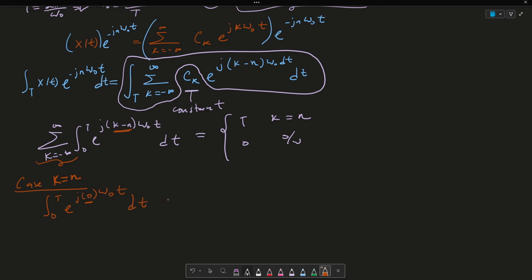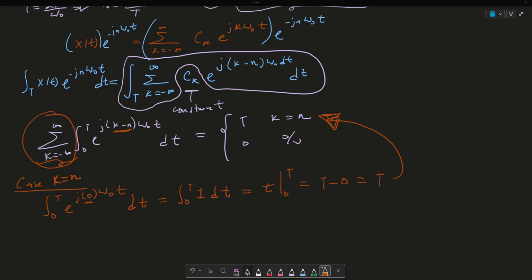dt, so this is equal to the integral from 0 to T of 1 dt, which is simply equal to t integrated from 0 to T, which is equal to T minus 0, which is simply just T. So this is this value. Now keep in mind, again, this is very important. In this case, the summation disappears.